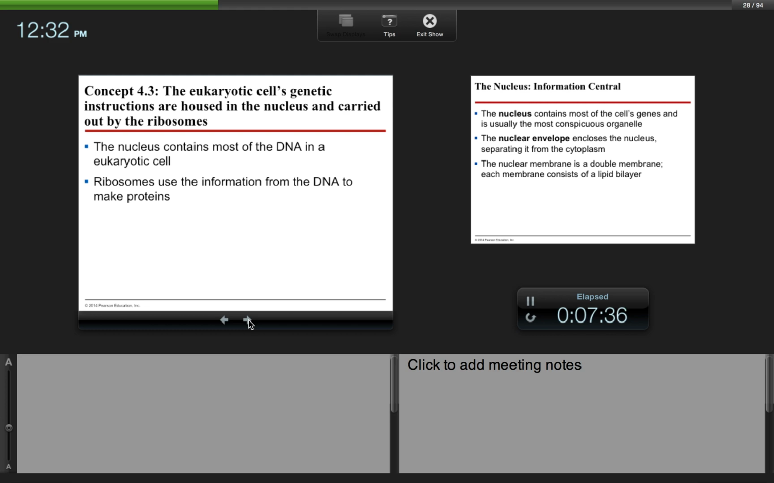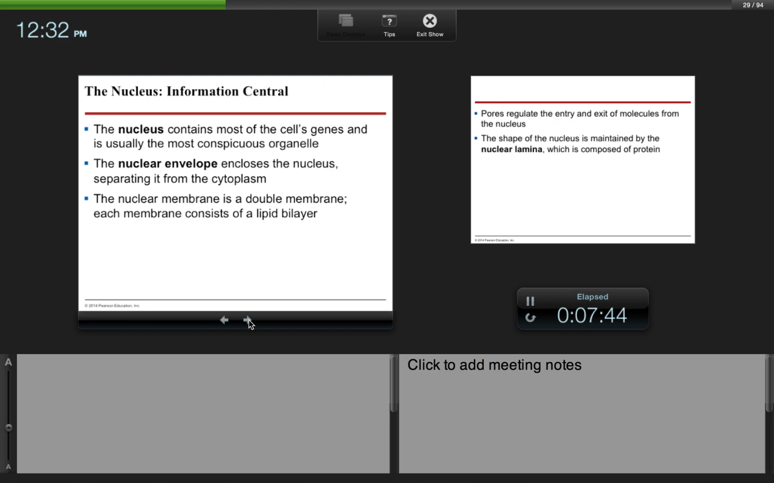The nucleus contains most of the DNA in a eukaryotic cell. Ribosomes use this information from the DNA to make proteins. The nucleus contains most of the cell's genes and is usually the most conspicuous organelle, as you saw in the picture. The nuclear envelope encloses the nucleus, separating it from the cytoplasm.